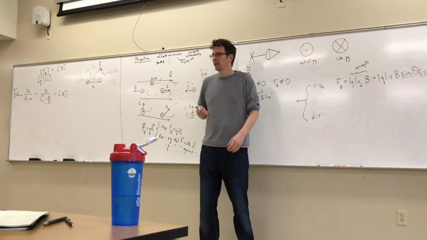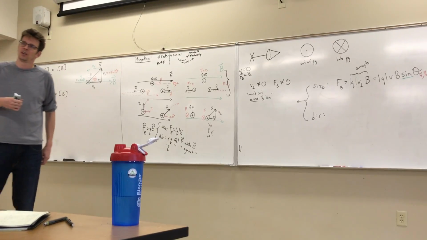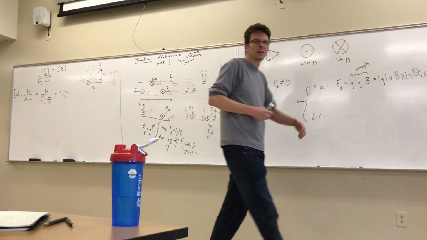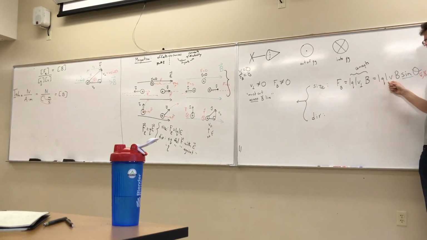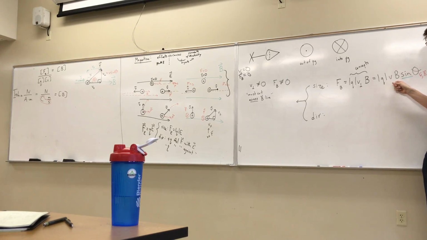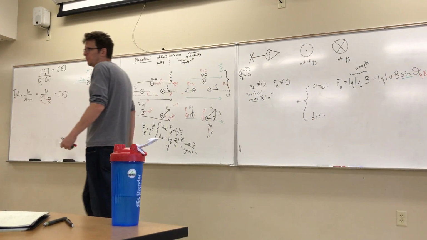So this makes for a much more computationally handy equation. You just throw in the ingredients, plug and chug. How much charge total? What's this overall speed? What's the strength of the field? And what is the angle between the velocity and magnetic field?